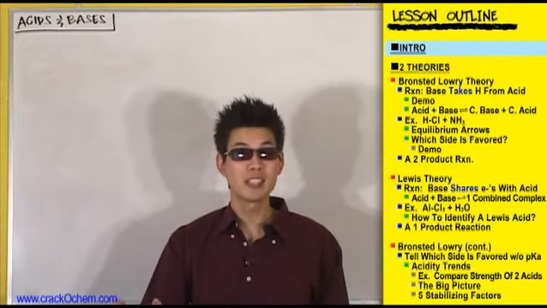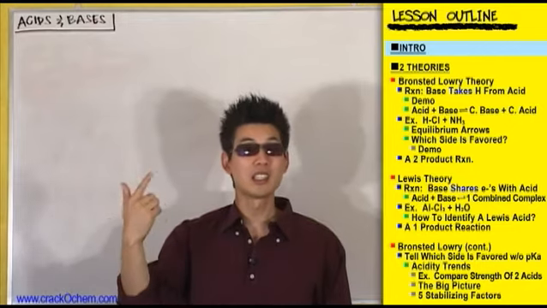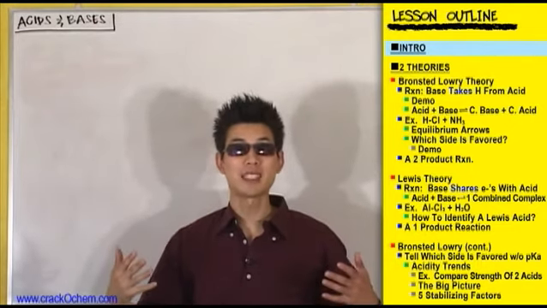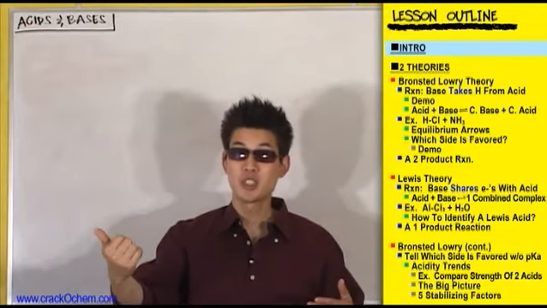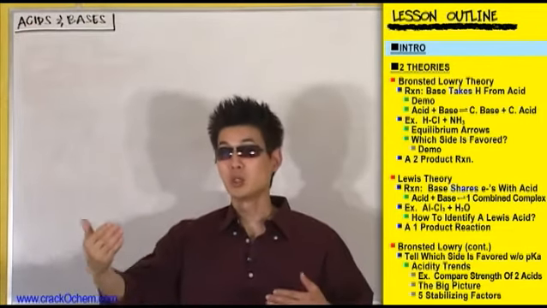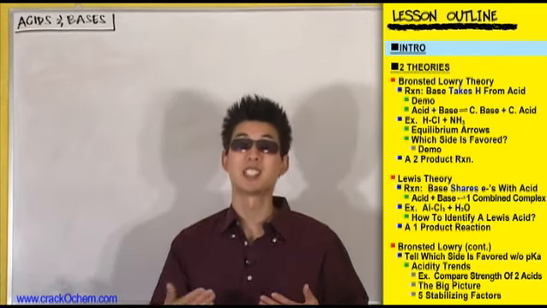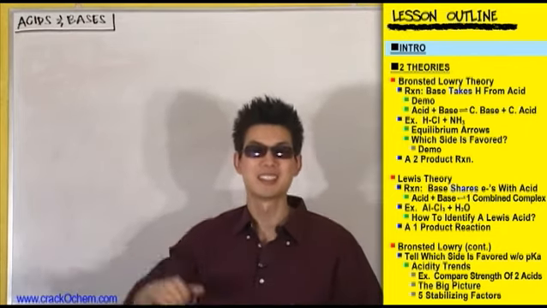Okay, so we've got two main theories, the Bronsted Lowry theory and the Lewis theory. These are just talking about acids and bases from two different perspectives. Bronsted Lowry talks about it in terms of hydrogens, in terms of protons, versus Lewis theory, which talks about acids and bases in terms of electrons. Okay, so let's write some of this stuff down.